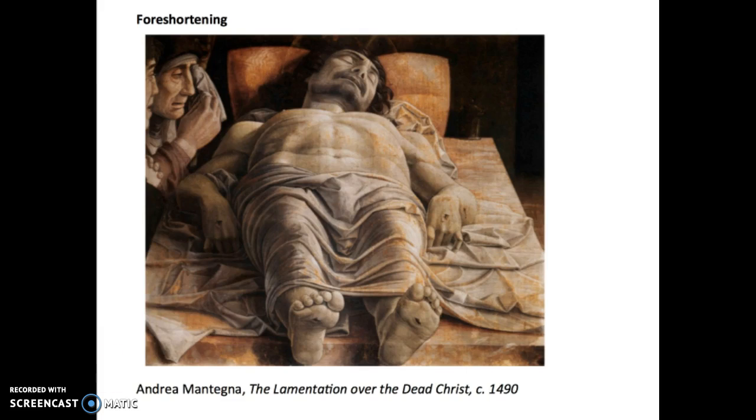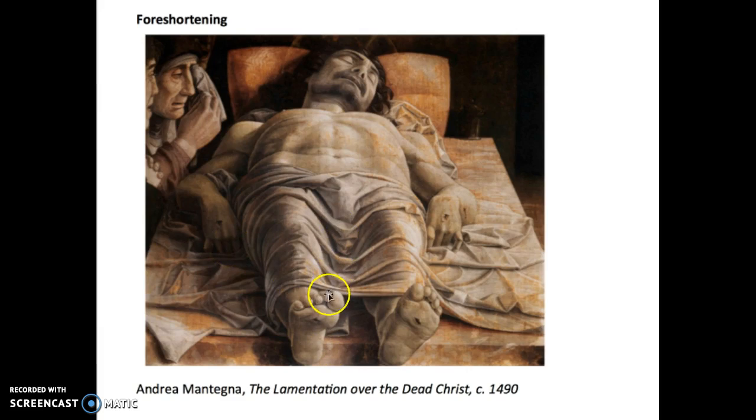Foreshortening is the visual distortion or compression of an object when seen from a particular viewpoint. This illustrates perspective and the recession of an object into space. So you could see here the body of Christ in Andrea Mantegna's The Lamentation. Looks pretty distorted to us, right? He looks like he's got this really short abdomen, really short legs.